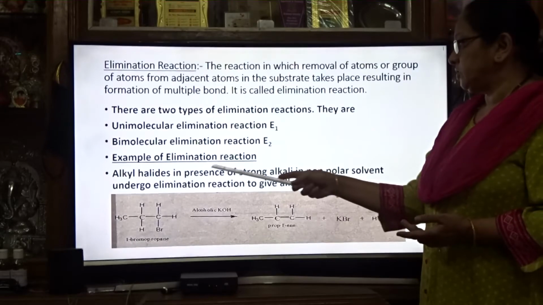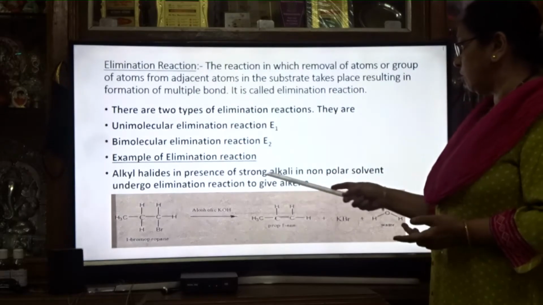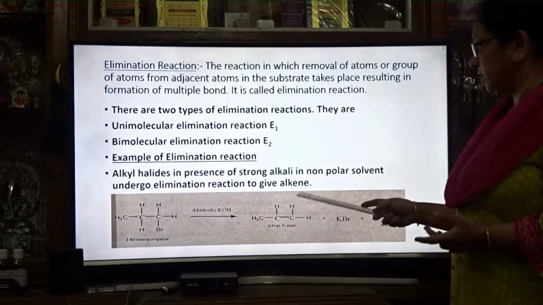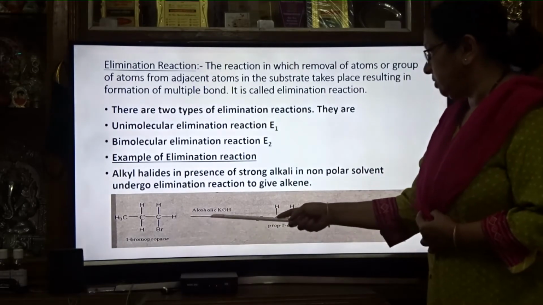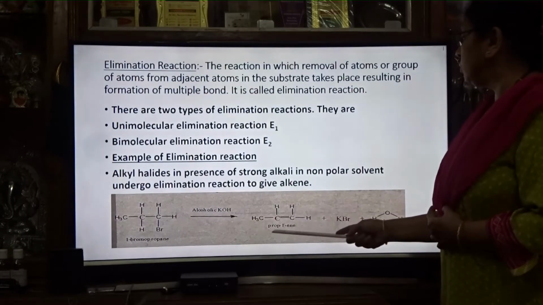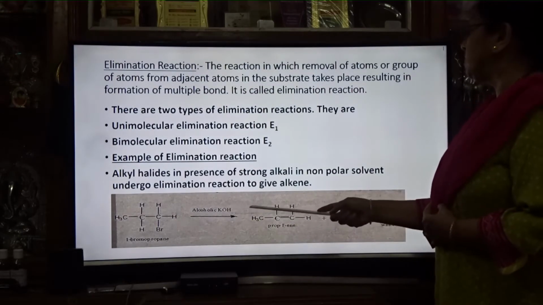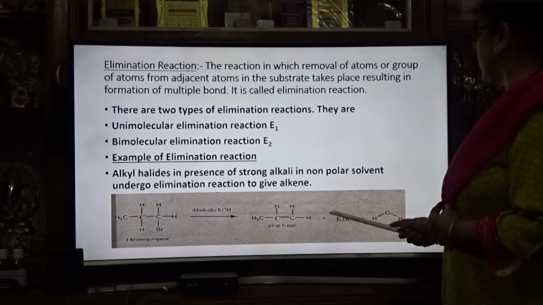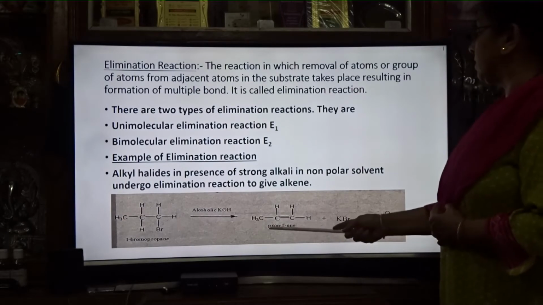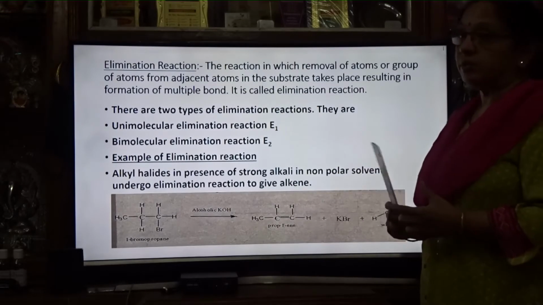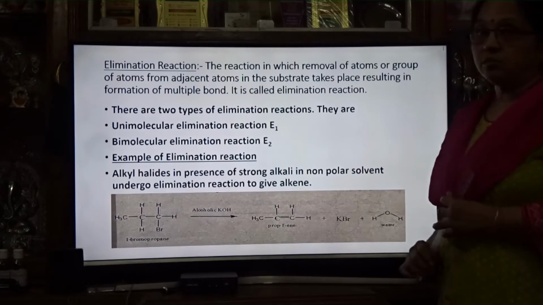Example of elimination reaction: alkyl halides in the presence of strong alkali in non-polar solvent undergo elimination reaction to give alkene. So 1,2-dibromopropane in the presence of alcoholic KOH gives propene. Here HBr is removed, KBr and water molecule are removed and you are getting propene. A single bond is there, and here you are getting a double bond. This is known as elimination reaction, where some molecules are removed.